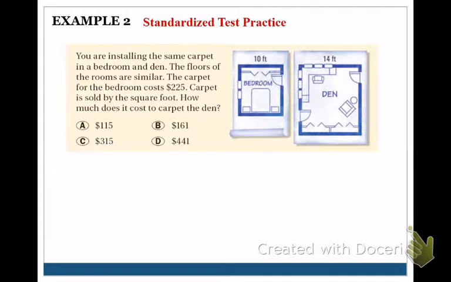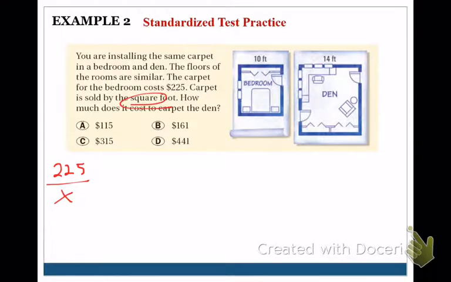Multiple choice question. You're installing the same carpet in a bedroom and den. The floors of the rooms are similar. The carpet for the bedroom costs $225. Carpet is sold by the square foot, so it's basically based on area. How much does it cost to carpet the den? Well, they're similar. So if it costs $225 to carpet the bedroom, we need to find out how much it's going to cost to carpet the den.